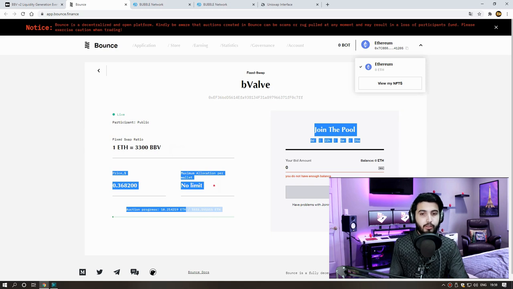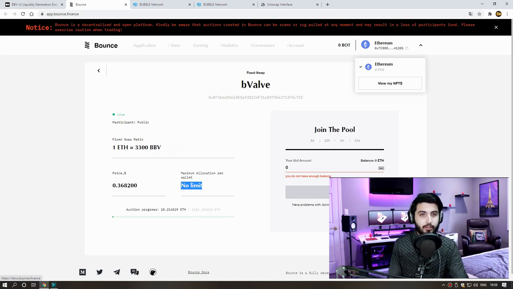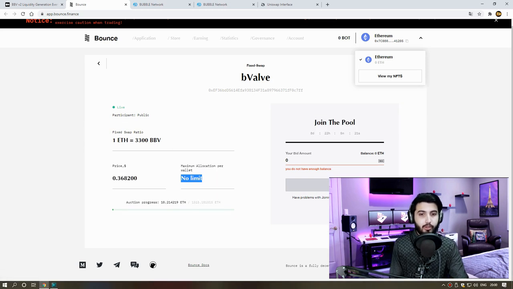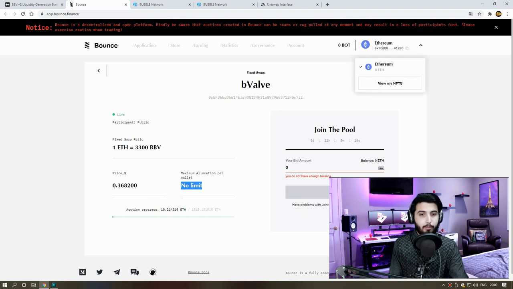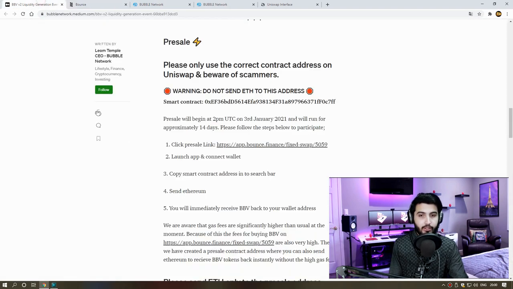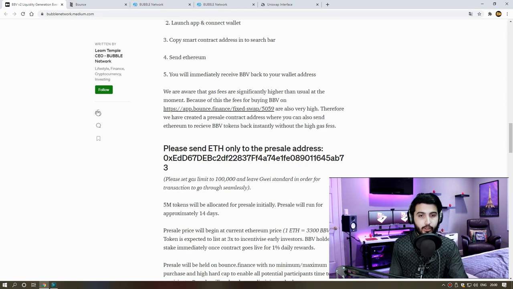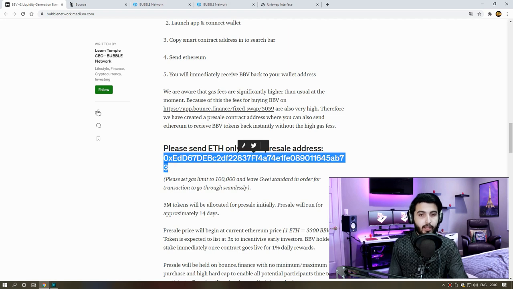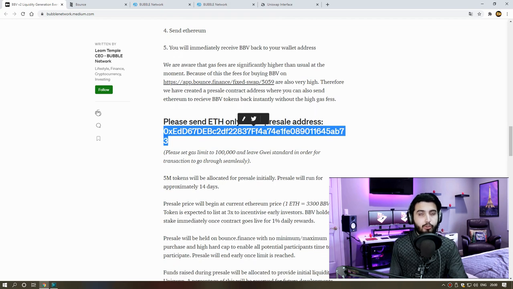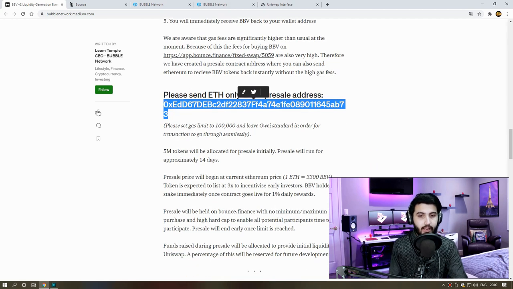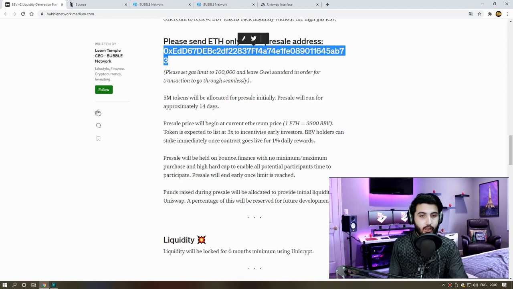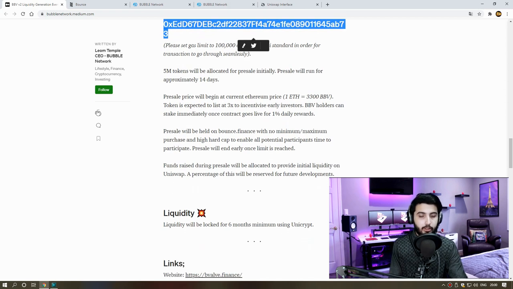We are aware that gas fees are significantly higher than usual at the moment. Because of this, the fees for buying BBV on app Bounce Finance are also very high. Therefore, we have created a presale contract address where you can also send Ethereum to receive BBV token back instantly without the high gas fees. Please send Ethereum only to the presale address. Please set gas limit to 100,000 and leave GWEI standard in order for transaction to go through seamlessly.